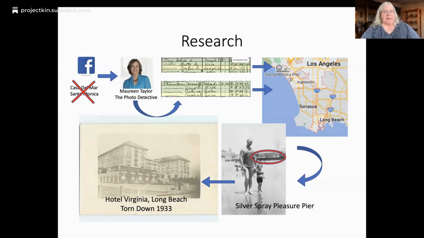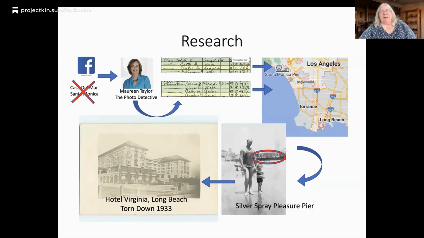So eventually I contacted Maureen Taylor, the photo detective. At the time, I had her book, The Family Photo Detective, and she has a new edition of it out. I called her for an official consultation. And she didn't solve the problem for me. What she did was, she set me on the path of what kinds of more questions to ask. And one of them was, were they known to travel?